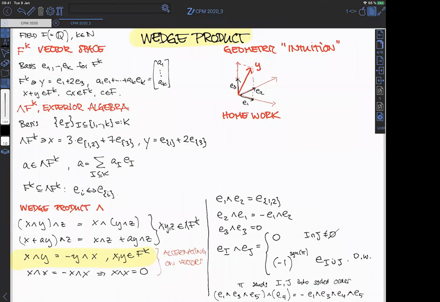And just to annoy you, what is X wedge X? What is Y wedge Y? And what is X wedge Y, I think? X wedge Y.